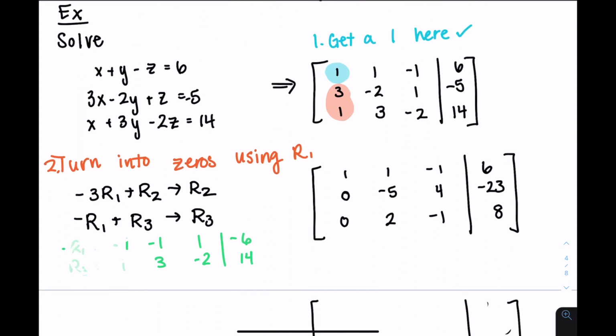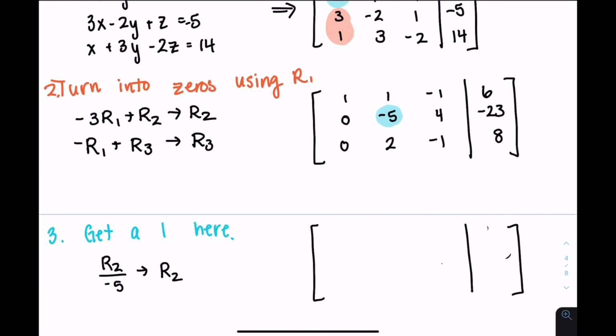So now we're just going to keep repeating this process over and over. I'm going to turn this into a 1. And again, you could change it with the third row. I don't want to change it with the first though, because that's going to put a 1 back in a spot I don't want it. So we're going to get a 1 in this position. Easiest way is just take row 2 divided by -5. So we don't do anything with the first row or that third row, but then we divide by -5 to give us 1, -4/5, positive 23/4.